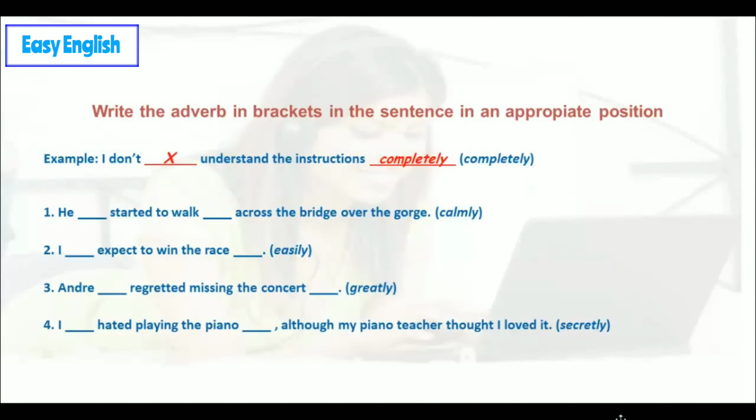So now let's review some of what we've just learned. Write the adverb in brackets in the sentence in an appropriate position. For example, I don't understand the instructions completely.